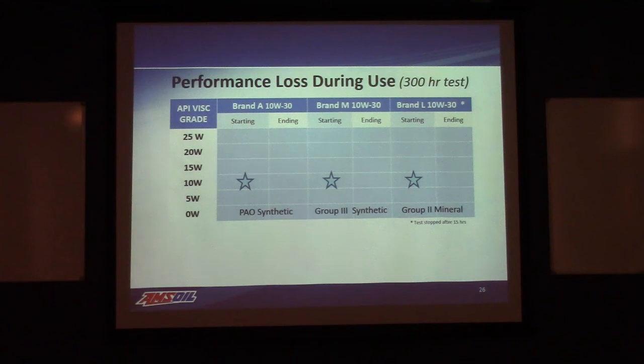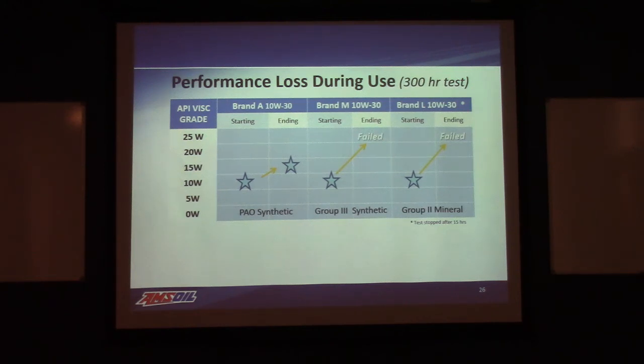All right? All 3 qualify new as a 10W product. But what happens when they're exposed to use? The PAO, after 300 hours of use, did thicken up a little bit, and now only qualifies as a 15W product. The group 3 and the group 2, the mineral oil, actually failed. They thickened up to the point where now they failed to meet any API winter service category.